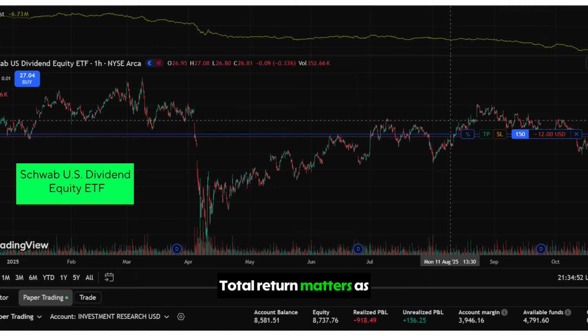Total return matters as much as yield. Price appreciation plus dividends equals total return. In some years, SCHD will lag growth-heavy indexes, and in other years it will outperform because of the quality and income tilt. The smart way to approach this is to focus on multi-year outcomes, not daily price noise. Think in terms of 5 to 20-year outcomes and let compounding and dividend growth work for you.